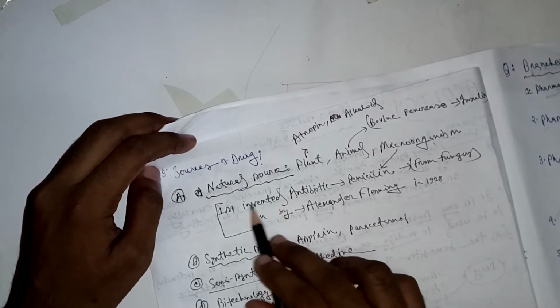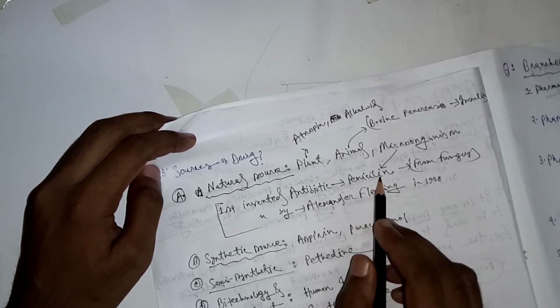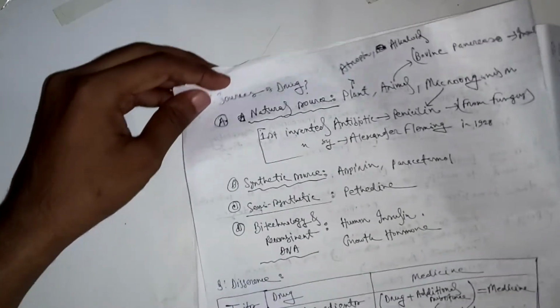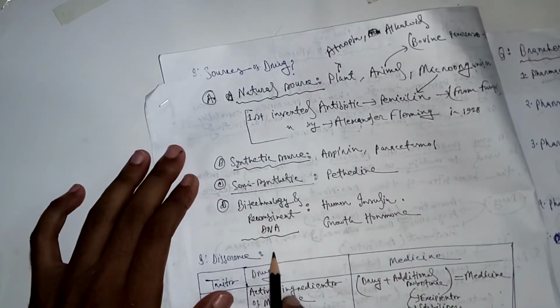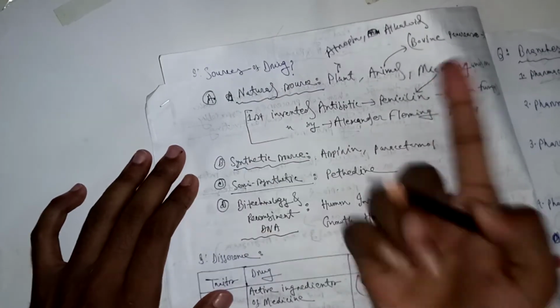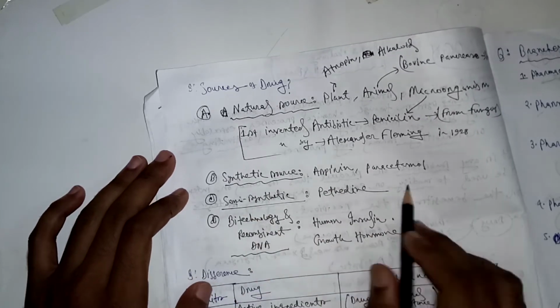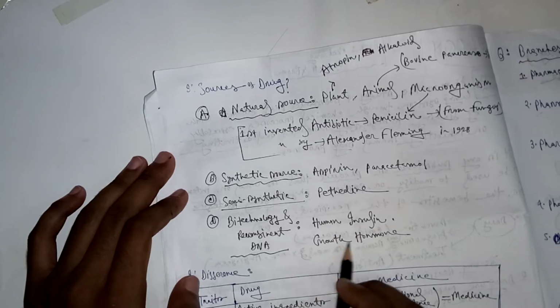From the fungus came the first antibiotic, penicillin, and it was invented by Alexander Fleming in 1928. Okay, so there are so many sources also: synthetic source, semi-synthetic source, and biotechnology and recombinant DNA source, and natural source is most important here. So synthetic source: aspirin, paracetamol; semi-synthetic source: pethidine; and biotechnology and recombinant DNA source: human insulin and growth hormone.